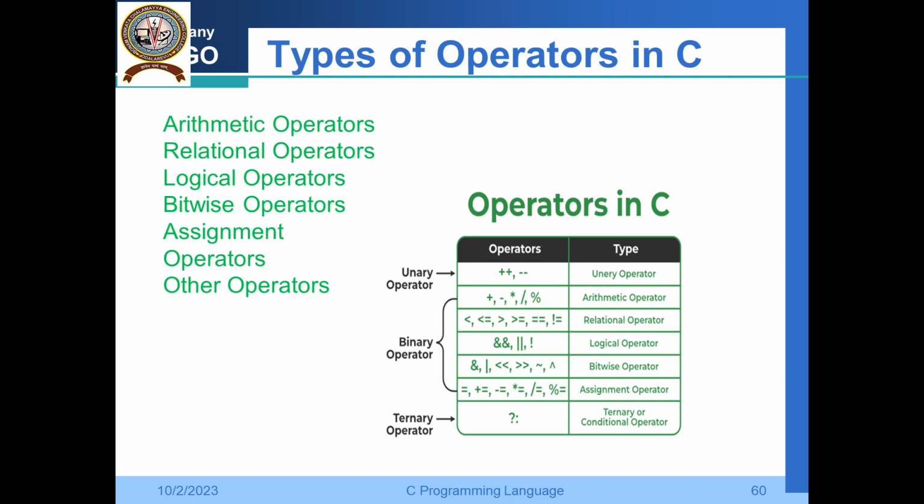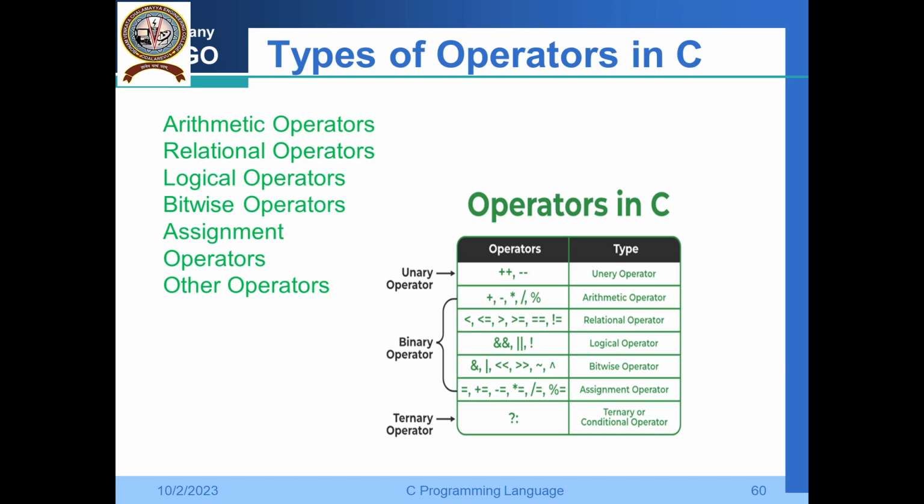Fine. So we have different types of operators in C. First of all, we have arithmetic operators, relational operators, logical operators, bitwise operators, assignment operators, and other operators. Here in a pictorial diagram you can see the operators and their types. First is the unary operator, on a single data or single operand, we say i plus plus or plus plus i, or i minus minus or minus minus i.